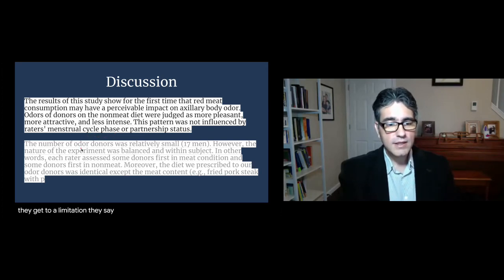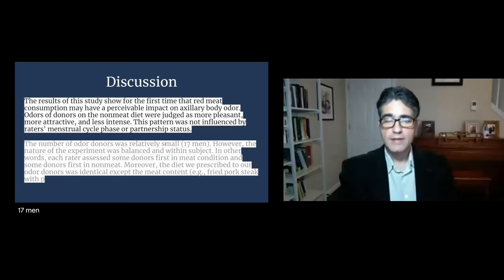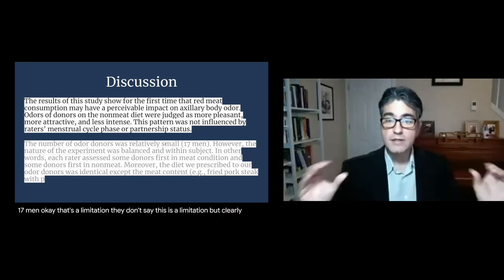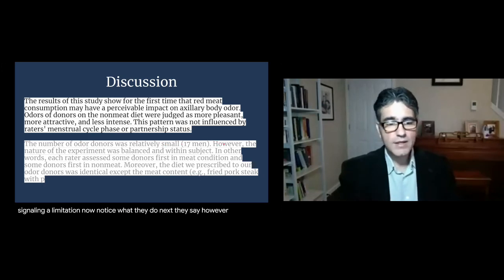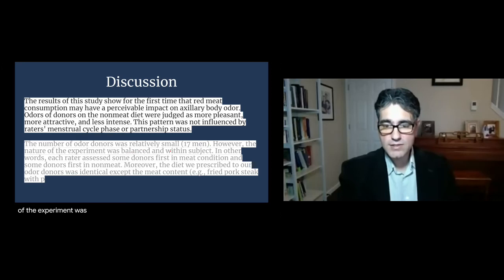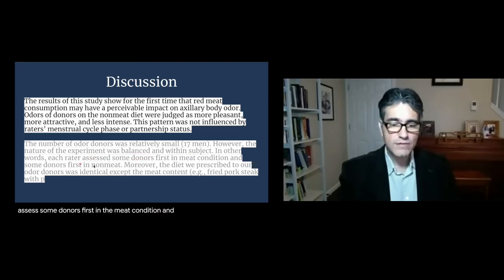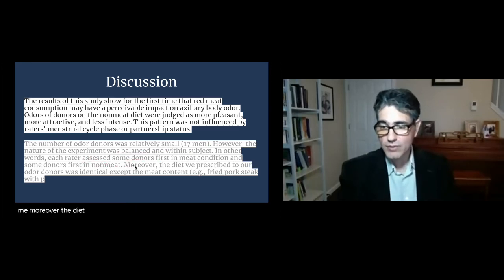They say, the number of odor donors was relatively small, 17 men. Okay, that's a limitation. They don't say this is a limitation, but clearly they're signaling a limitation. Now, notice what they do next. They say, however, the nature of the experiment was balanced and within subject. In other words, each rater assessed some donors first in the meat condition and some donors first in non-meat. Moreover, the diet we prescribed to our odor donors was identical except the meat content.